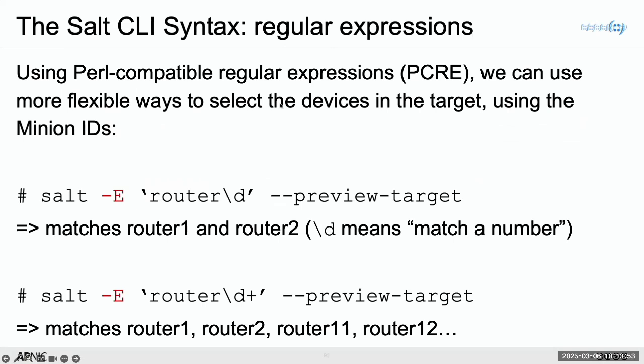You can use regular expressions. In that case, you have to specify salt -E, like in the case of the grep command. We have a similar concept here. Again we are using Perl compatible regular expressions, and we have to write in a similar way. So this will match router 1 and router 2, but if you want to match router 1 and router 2, router 11, 12, then you can specify a plus sign, and it will then match the second number only.